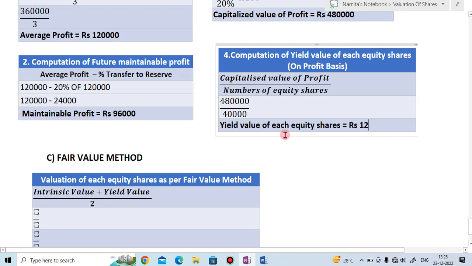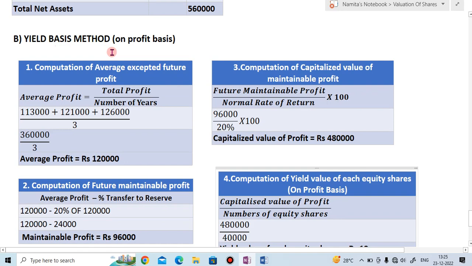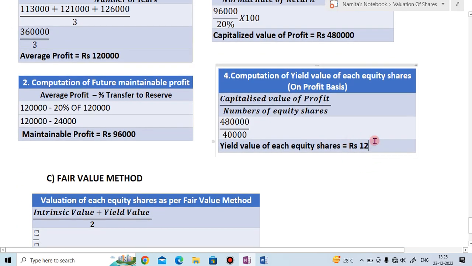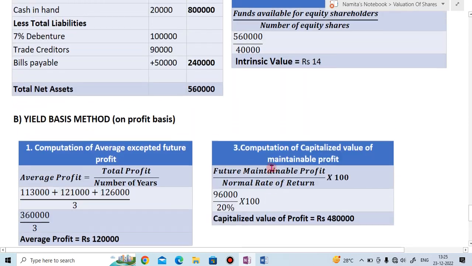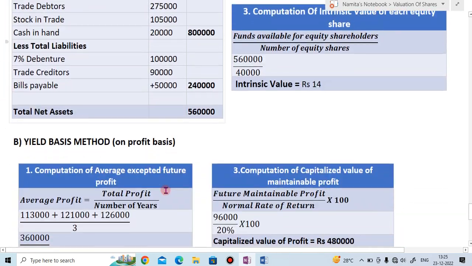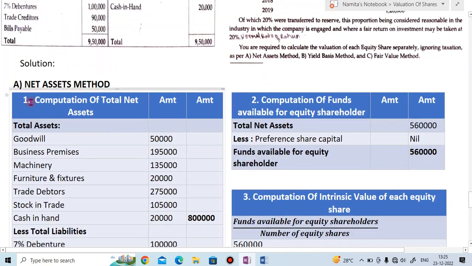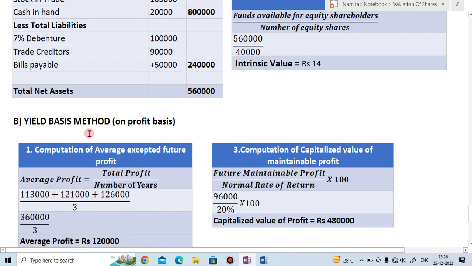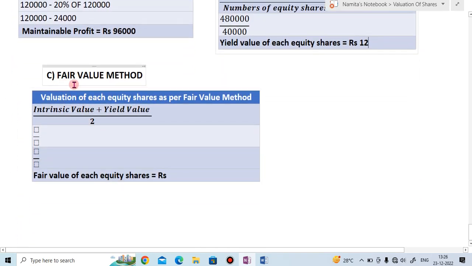Okay, so yield value of each equity share is how much? 12 rupees, right? So by yield based method, the valuation of share is 12 rupees. Now next step is what? Last point, find the valuation of share by fair value method. Now fair value method is what? Average of net asset method and yield based method. We solved the net asset method, and the yield based method also. Now third is fair value method. So valuation of each equity share as per fair value method.